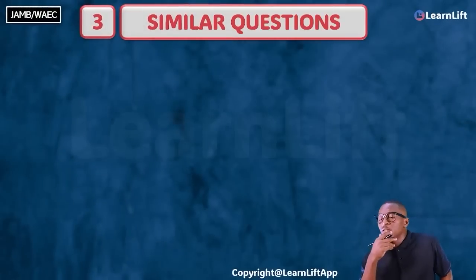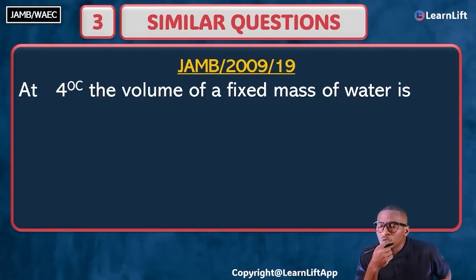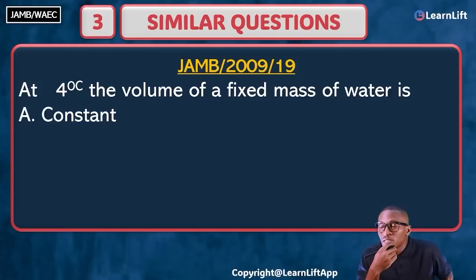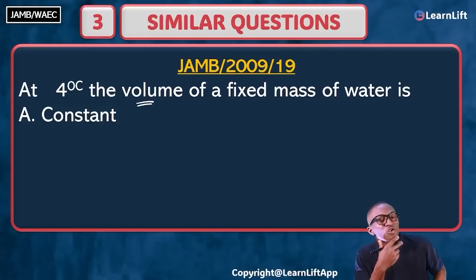Quickly now, let's take number 3. The question says JAMB 2009 question 19. At 4 degrees Celsius, the volume of a fixed mass of water. What happened at 4 degrees Celsius? They are not talking about density in this question; this one now they are referring to volume. At 4 degrees Celsius, what happened to the volume?